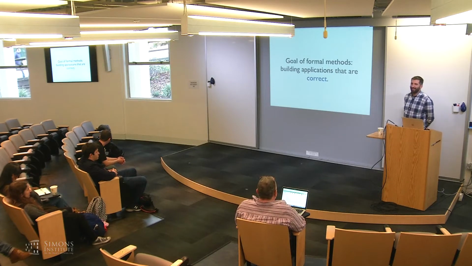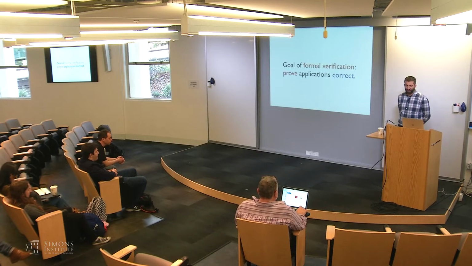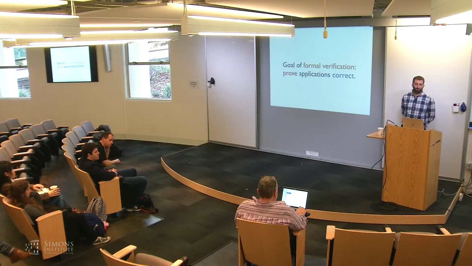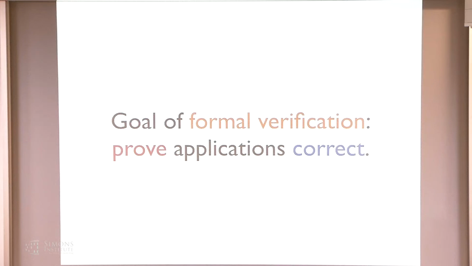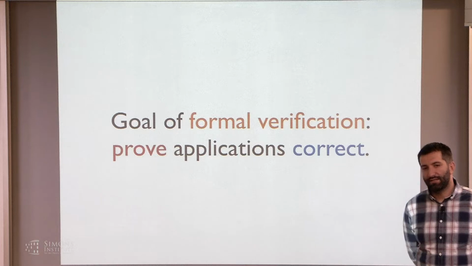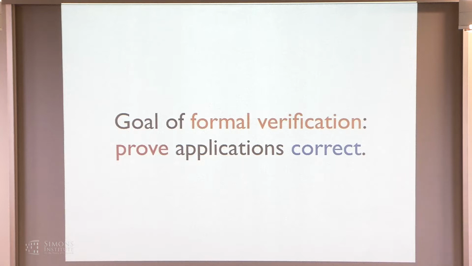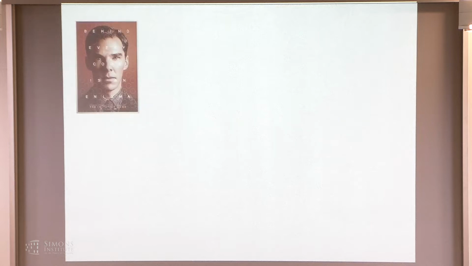So I already showed you that the goal of formal methods is building applications that are correct. And now in this part, I will focus on formal verification, which we can think about as a kind of sub-branch of formal methods that aims at proving applications correct. Before, it was about building applications that are correct with respect to differential privacy. Now we take something that people can design in their own way, and we try to prove it differentially private. So formal verification is quite old.